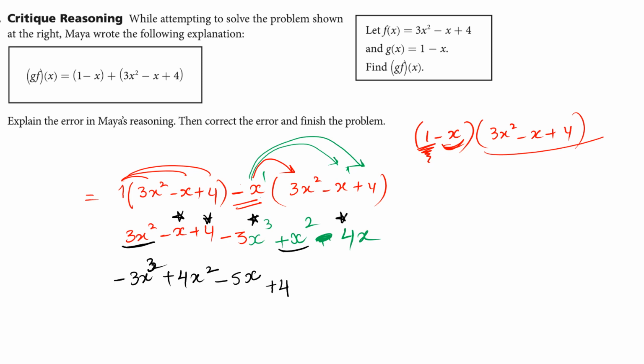Explain the error in Maya's reasoning. This is what we solved. Now what Maya did: Maya wrote the 1 minus x g as it is, but she wrote the plus sign, whereas between g and f there is no sign, which means that they are asking to apply the product operation, whereas Maya applied the addition operation. So that is the mistake.